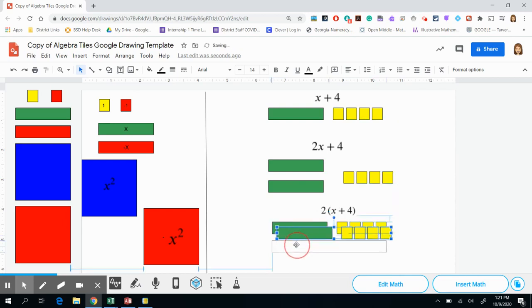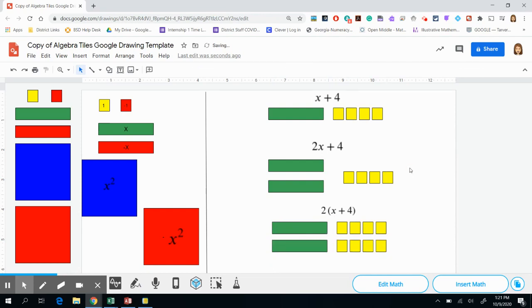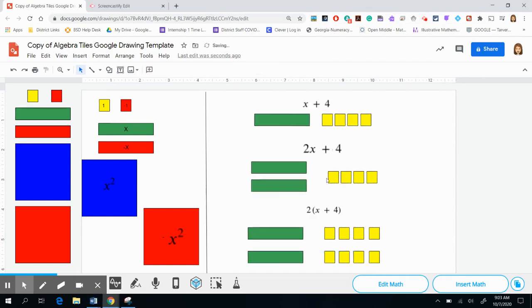I'm going to build a second group of x plus 4. Now I have 2 groups of x and two groups of 4. So let's compare the two models here. What do you notice? Well, I notice that 2x plus 4 shows two groups of x and only one group of 4. But two groups of x plus 4 shows two groups of x and two groups of 4.